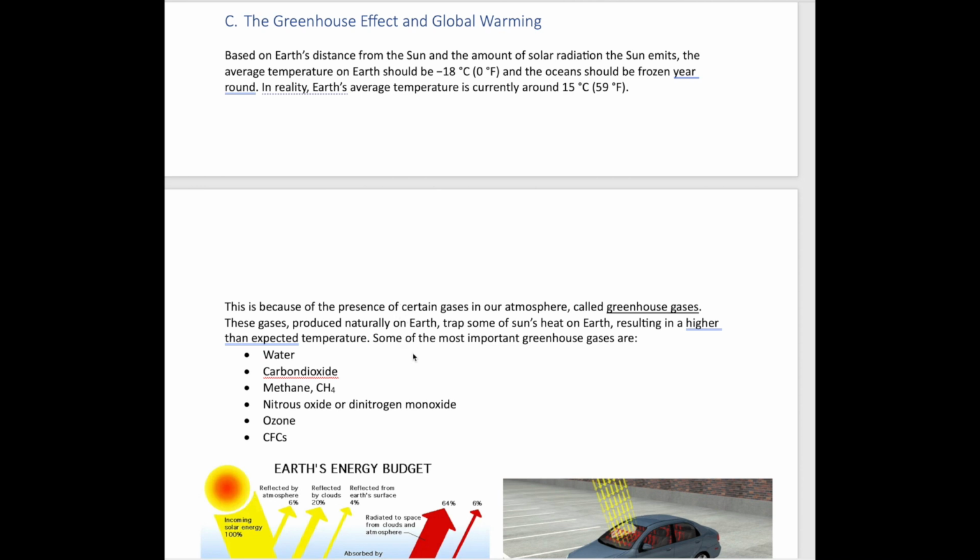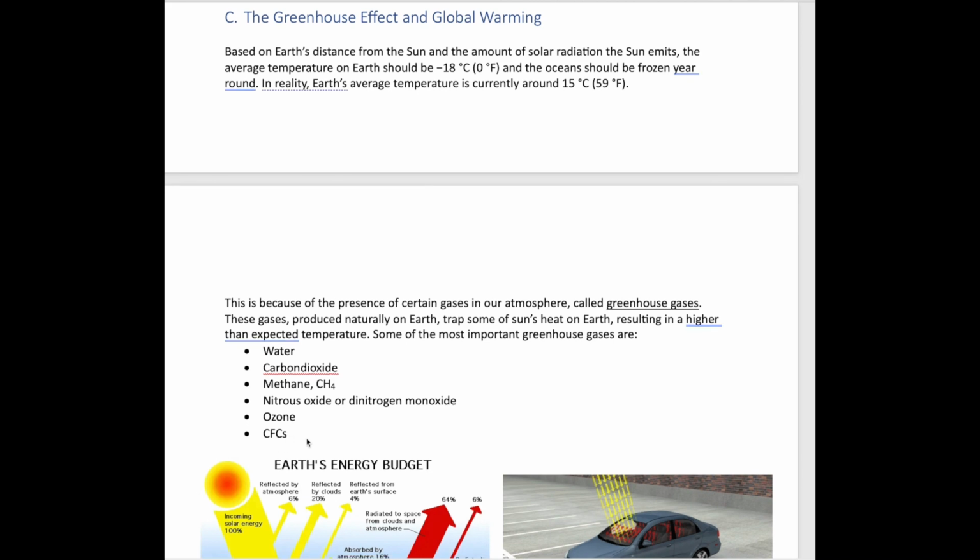Some of the most important of these greenhouse gases are listed here: water, carbon dioxide, methane. You remember we've talked about this a few times, CH4. We have nitrous oxide or dinitrogen monoxide. Hopefully you'll know how to write the formulas for that. Ozone, another one we've talked about, and some of these CFCs that we've talked about also in a prior chapter.